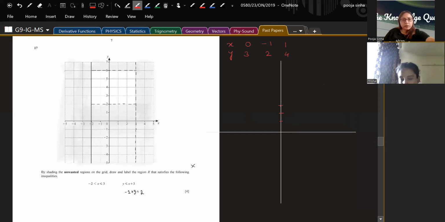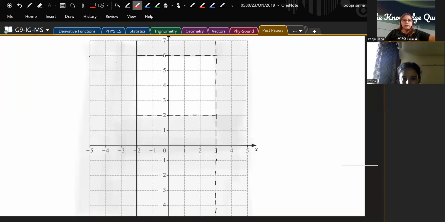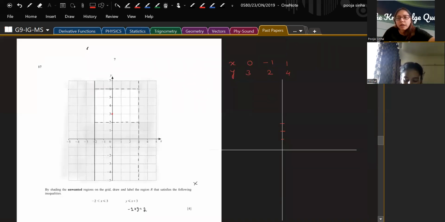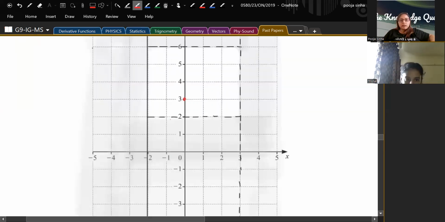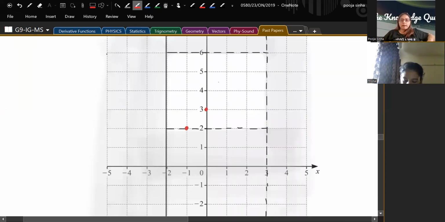So shall I make it here only? I can make it on this graph only, right? So my first point will be here, where it is 0 and 3. Then it's minus 1 and 2. X is minus 1 and this is 2 here, this point. And the third point would be 1 and 4, which is somewhere here. So I can clearly see that my line is coming out to be something like here.